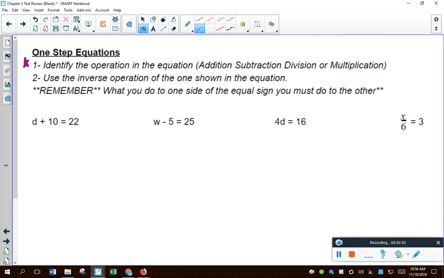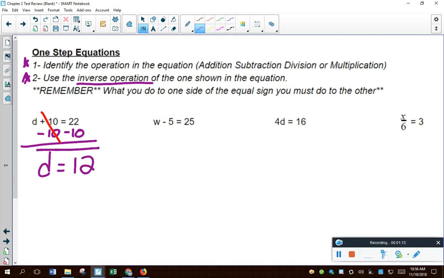Once we figure that out, like looking at our first equation, I have d plus 10 equals 22. So that shows addition. I'm going to use the inverse operation, or the opposite, to solve. So to eliminate a plus 10, I'm going to subtract 10. But when we solve equations, you want to keep your equation balanced. So you have to subtract 10 from the left of the equal sign, as well as on the right. My positive 10 and negative 10 are going to cancel, which leaves us with d equals 22 minus 10 is 12. So I've isolated d, it is by itself, and it equals 12.